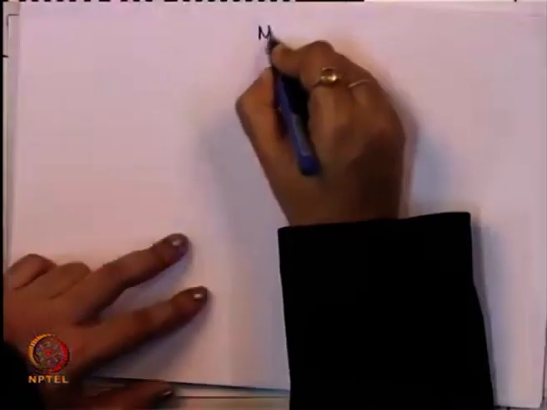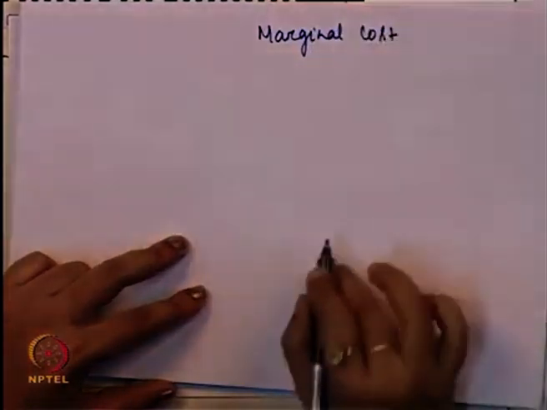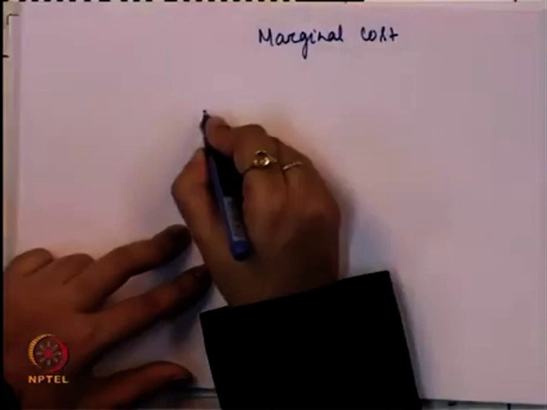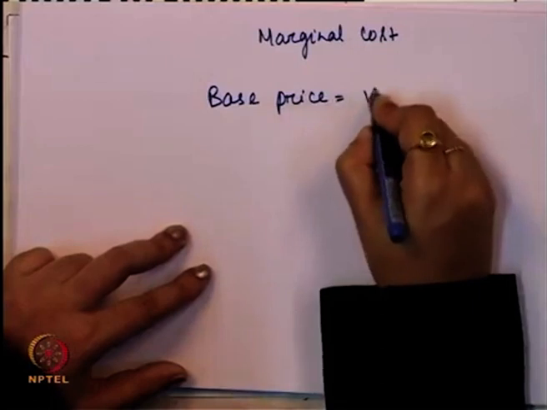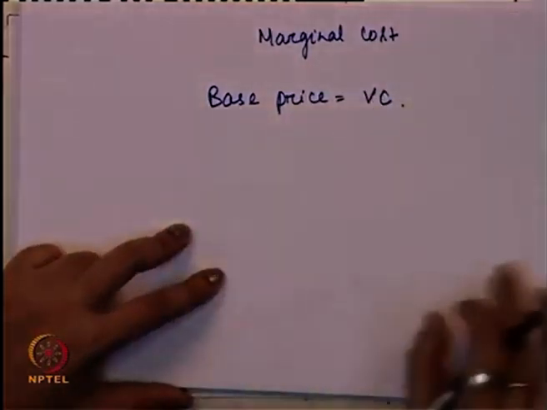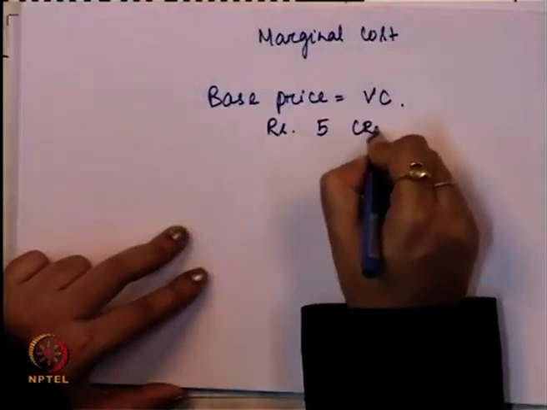Now, taking the same example, the same facts and figures or the same information about the company, we will determine the price on the basis of the marginal cost. This is known as marginal cost pricing or incremental cost pricing. Here what will be the base price? Here the base price is only on the basis of the variable cost. And what is the variable cost here? Variable cost is 5 crores in this case.